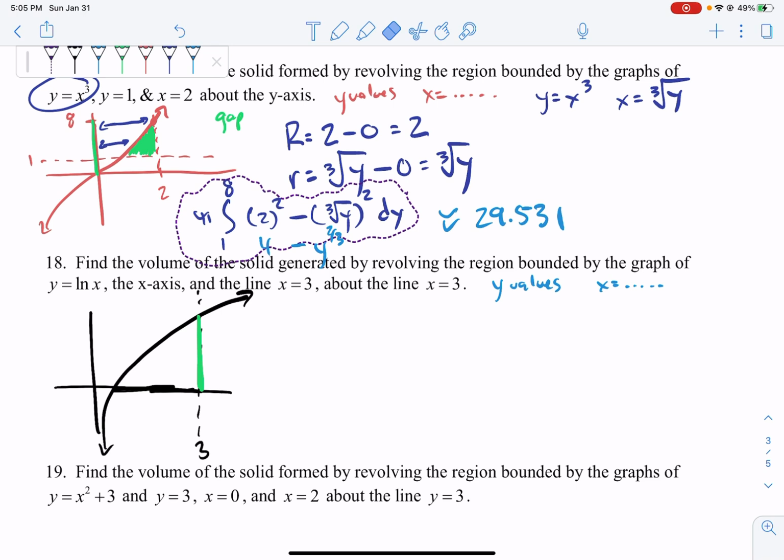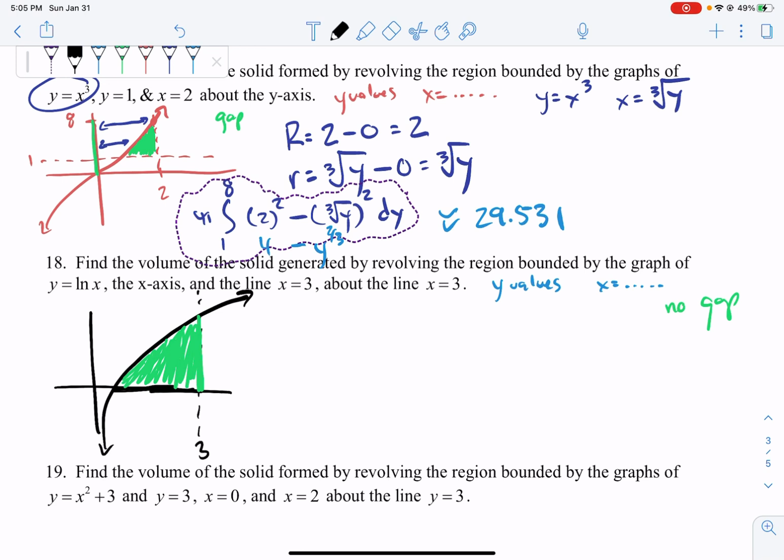So good news, there is no gap, right? I am rotating this region around this line. So the region that I'm rotating is connected to my rotational line. So no gap, which hopefully makes our math a little bit easier, okay?